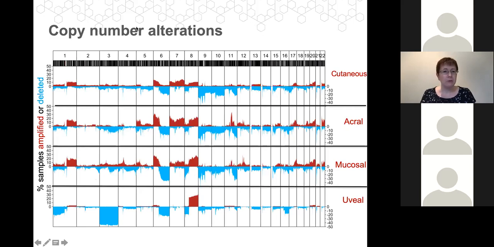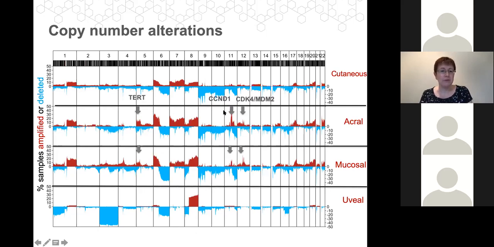So in a similar manner, if we look at copy number alterations across the genome, we can look at the percentage of samples altered, amplified in red and deleted in blue. And we can see, again, some similarities, but also differences. So again, the uveals are quite distinct, and they have these typical loss of chromosome 3 and gain of 8q. Cutaneous, acrals and mucosals have a few chromosomes that are very similar, such as chromosome 6 isochromosome and loss of chromosomes 9 and 10.